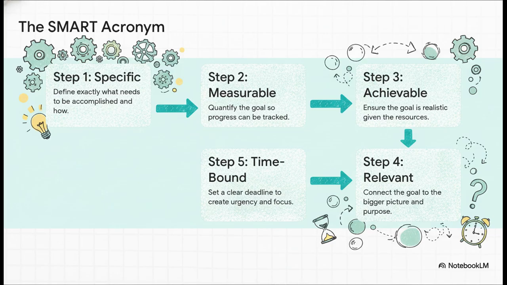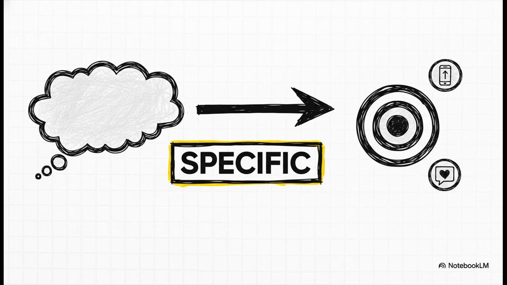So let's see how this actually works. We're going to follow a product manager. Let's call her Jane. And Jane's just been handed a super vague but very common goal, increase app usage. Let's see how she makes it SMART. Okay, first up, S is for specific. Increase app usage is way too fuzzy, so Jane gets specific. How are we going to do it? By optimizing the App Store listing and creating social media campaigns. See? Instantly, the what and the how are clear. The team knows what to do.